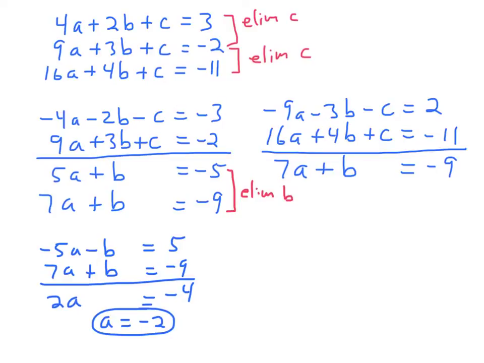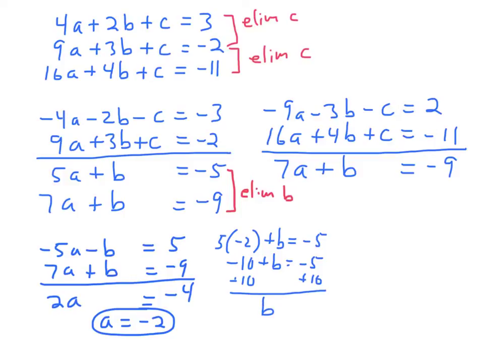So we'd have 5 times -2 plus b equals -5. So -10 plus b equals -5. And if you add 10 to both sides, you get b equals 5.